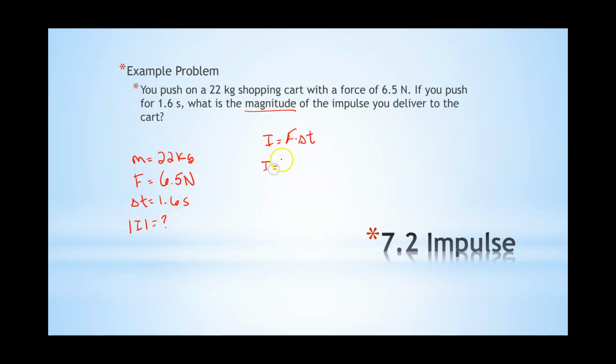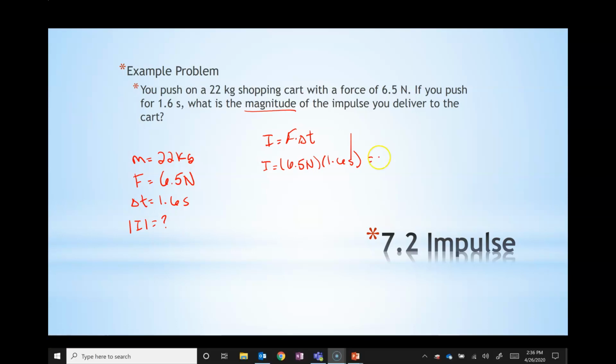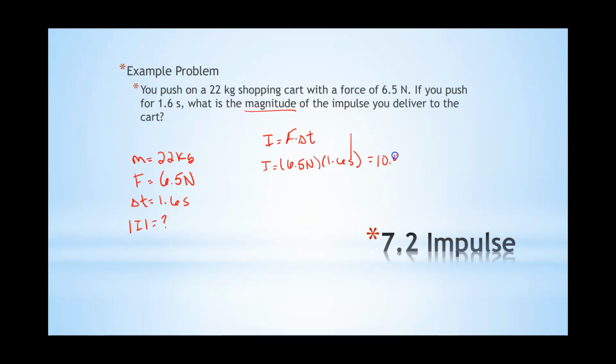So my impulse is equal to 6.5 newtons times 1.6 seconds, and we get an impulse of 10.4 newton seconds. When you are putting things like this in Mastering Physics, it is important that you put the little multiplication sign between your units. Otherwise, it's going to think it's a compound unit and it's going to get confused. So, like I said, for Mastering Physics, it's going to be newtons times seconds.